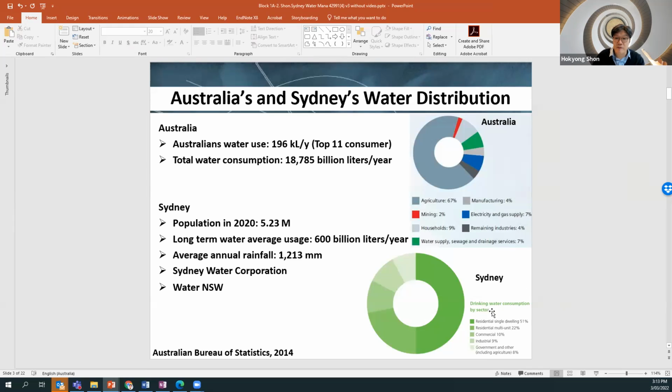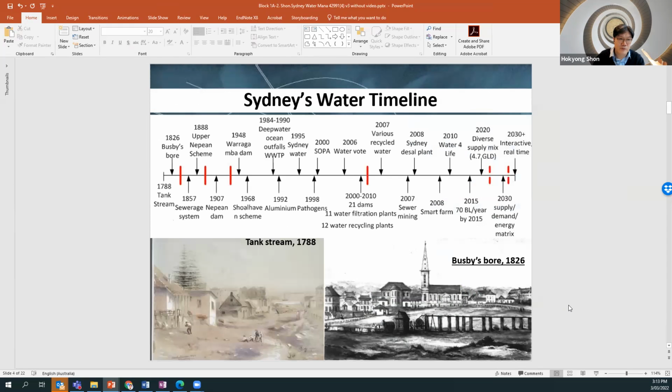You can see how we spend our drinking water consumption by sector. Residential single dwelling 51%, residential multi-unit 20%, commercial 10%, industry 9%. Also government and other 8% we are using for this water source.